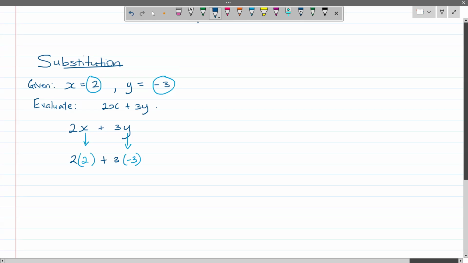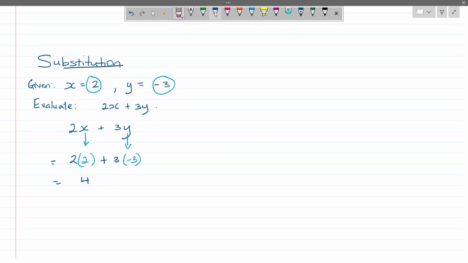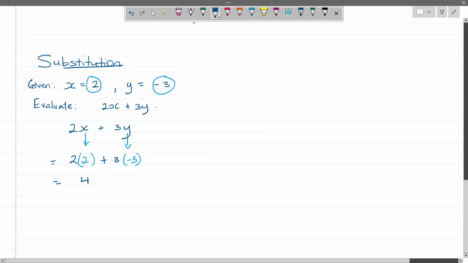So now we don't have any letters again. That's why they say evaluate, because we could work out a number value for this expression if we say x is 2 and y is negative 3. 2 by 2 will give me 4. Positive 3 by negative 3. This is different to what we were doing with adding and subtracting before, because now we have a bracket here which implies multiplication. And our rules for multiplication say a positive by a negative is a negative, a negative by a positive is a negative. Anytime the signs inside and outside the bracket are different, we will get a negative answer.